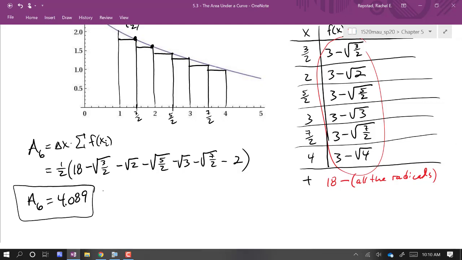All right, so we know some general things, right? We know how to draw these, conceptually what we're doing, and when to use right endpoints or left endpoints. We know that the more rectangles we use, the better our approximation. If I want to get a really accurate approximation, maybe I want to use like 10 or 20 rectangles.